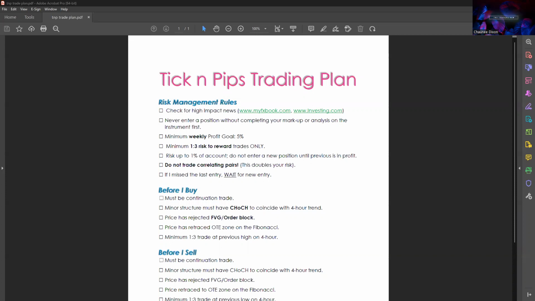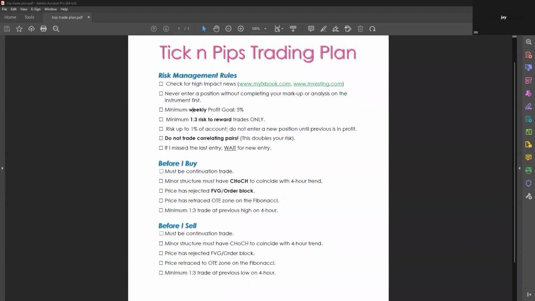So for me, my risk management rules are check for high impact news. And then I put the 2 websites that I like to use for checking for news, which is MyFX Book and investing.com. I do sometimes go to Forex Factory. I'm just not accustomed to using it so much, but Forex Factory is good as well.